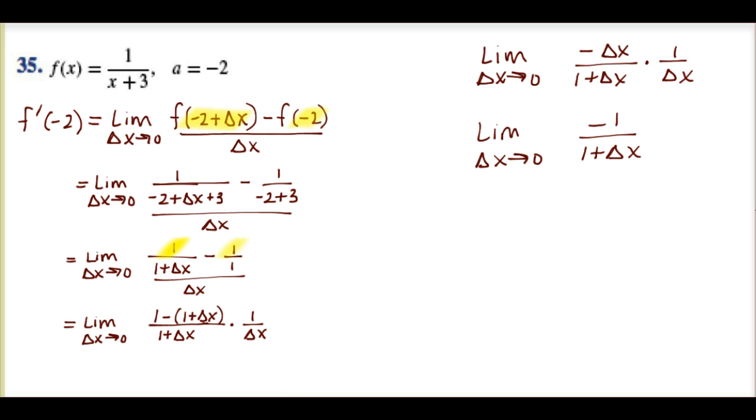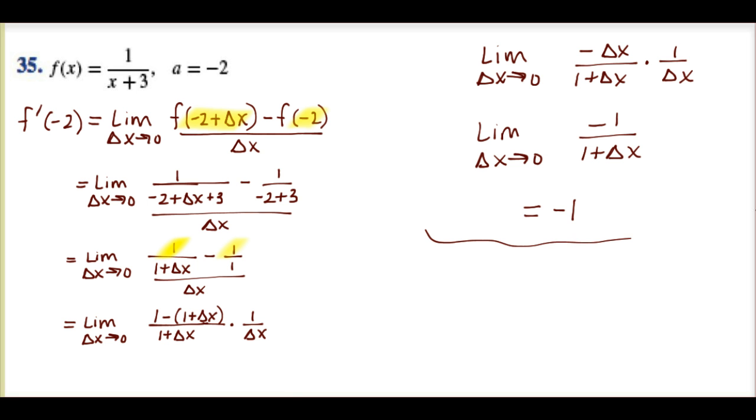If I take that limit, I can evaluate it by just using substitution. So I'm going to get a final answer of -1. So the slope of my function that I was given at -2 is -1.